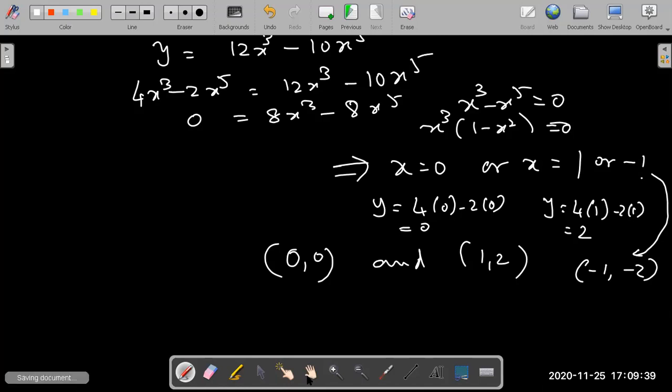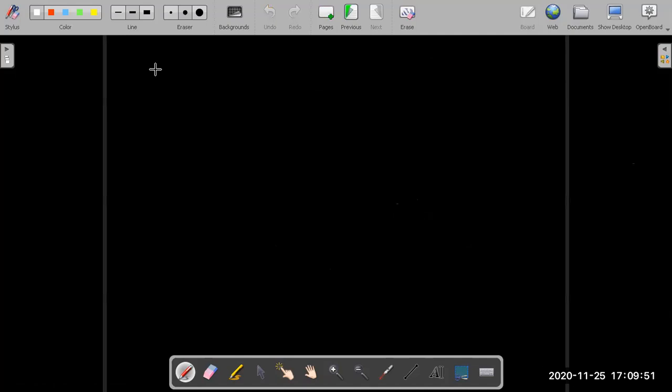19th, similar. Find the points on the curve x square plus y square minus 2x minus 3 equal to 0 at which tangents are parallel to x-axis. I'm doing it in the next page. 19th question. Find the points on the curve.